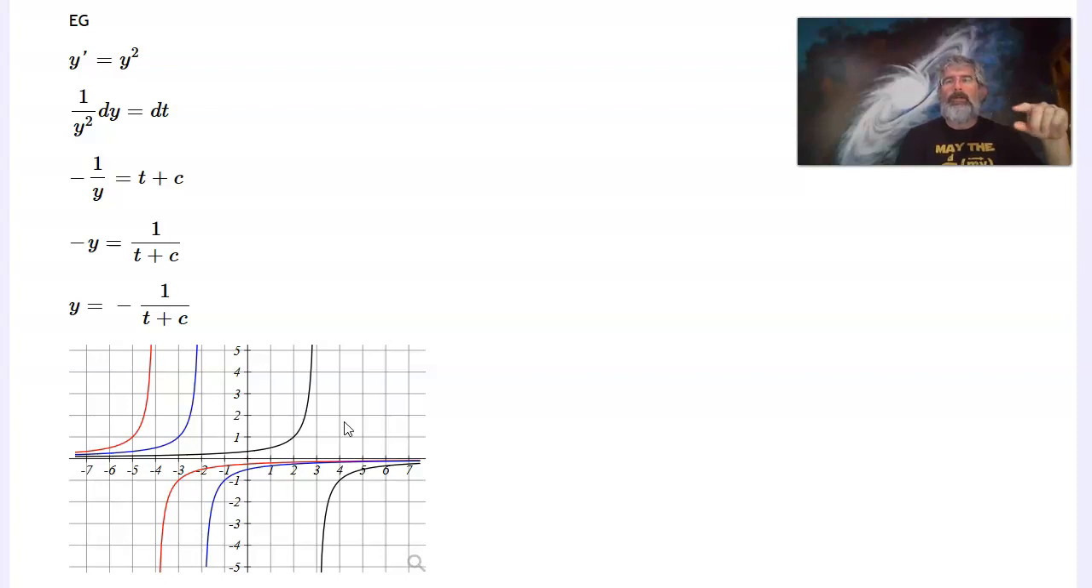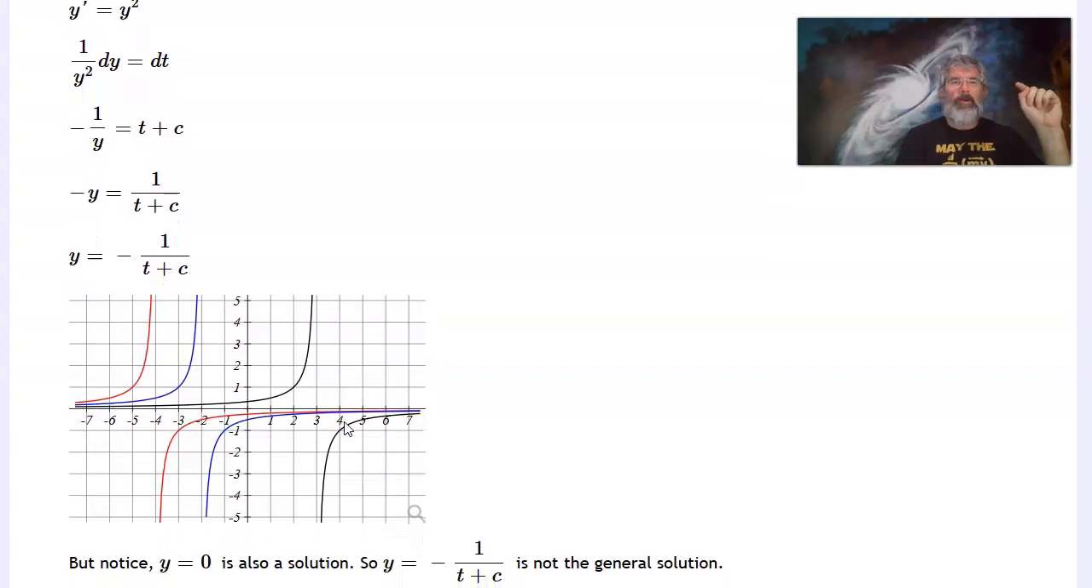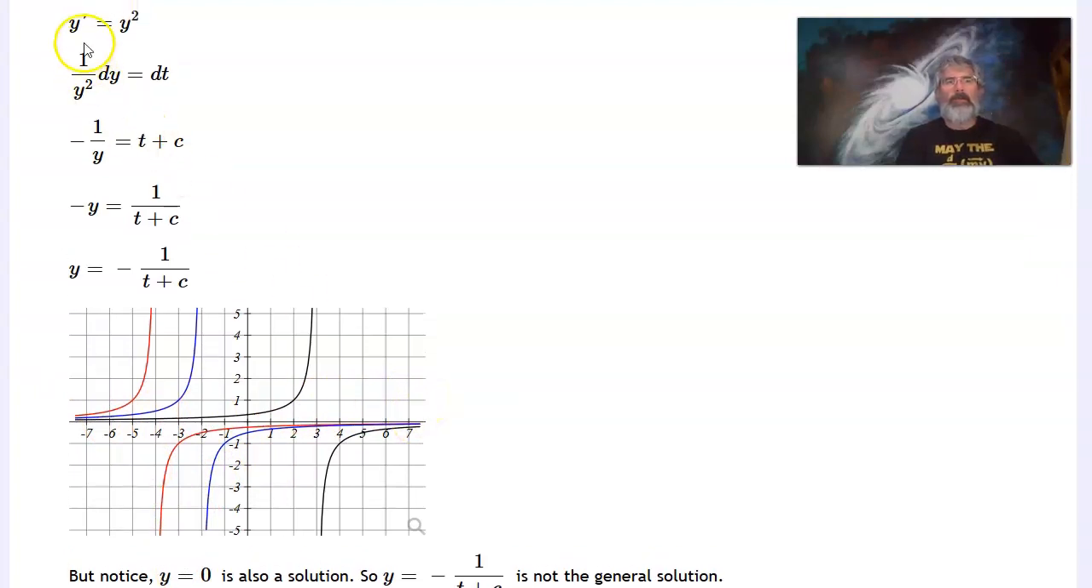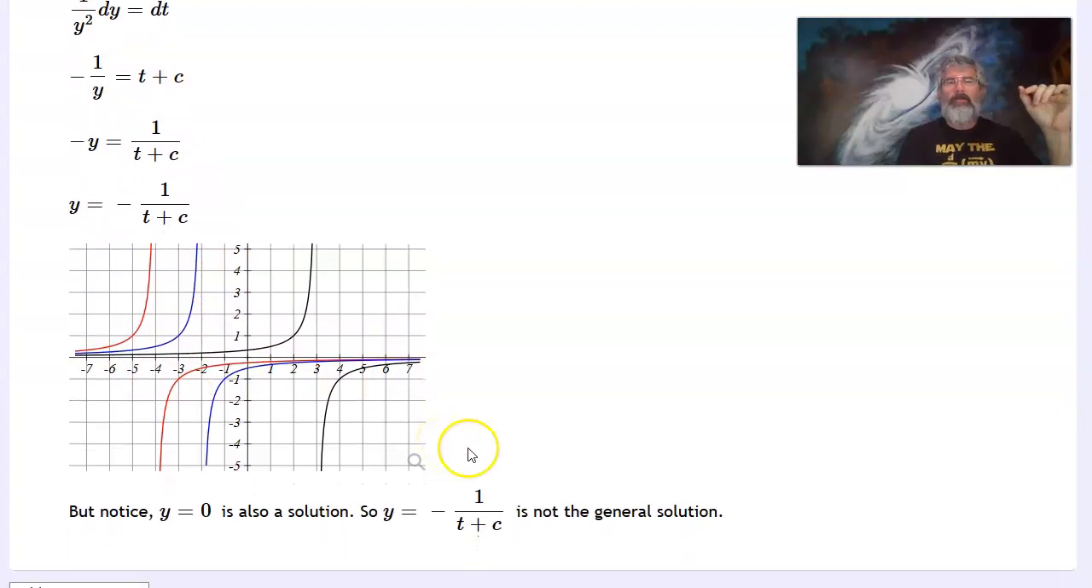However, there are solutions that are not included here. For instance, y equals 0. Y equals 0 is the constant function, which is just the t-axis, right? The slope is 0 everywhere. So if you look at that differential equation that we started with, the slope is always 0 and the function is always 0, and 0 squared is definitely equal to 0. So y equals 0 is a solution of the differential equation, but it is not of the form that we gave. So this is not the general solution. This is just a lot of solutions.